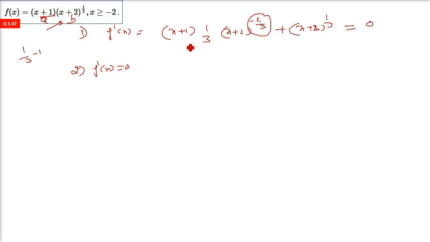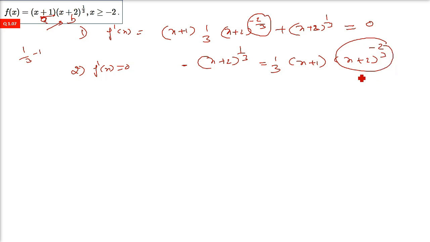Once we place this f dash x as 0, you can take certain things common, or rather you can just use this expression and keep one term on left and the other term on right. On the right and left, you will get this x plus 2 raised to 1 by 3, x plus 2 raised to negative 2 by 3. You can take this on the left hand side, and this is going to get added, because when this x plus 2 goes on the left, it will be x plus 2 raised to the power 2 by 3. And you know, when the base is same, the power gets added. 1 by 3 plus 2 by 3 is just 1. So x plus 2 you get here. On the right, it is 1 by 3 x plus 1.